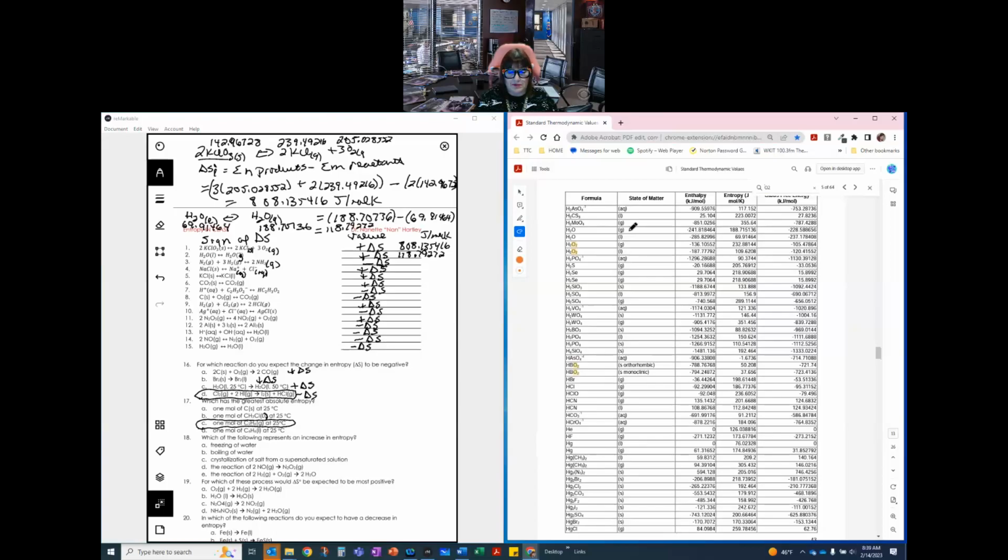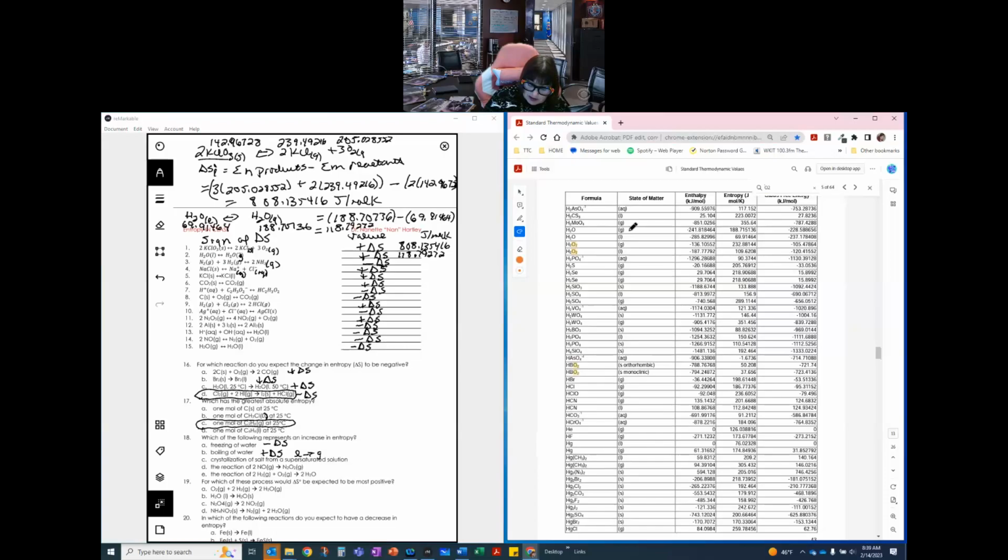Which of the following represents an increase in entropy? So increase in entropy, more favorable. So freezing water, no, because that's less disorder. So that's a negative delta S. Boiling of water is a positive delta S, going from liquid to gas.